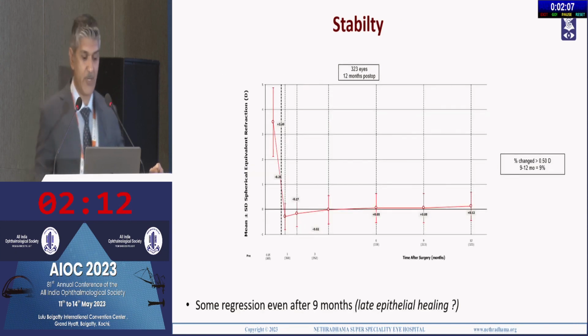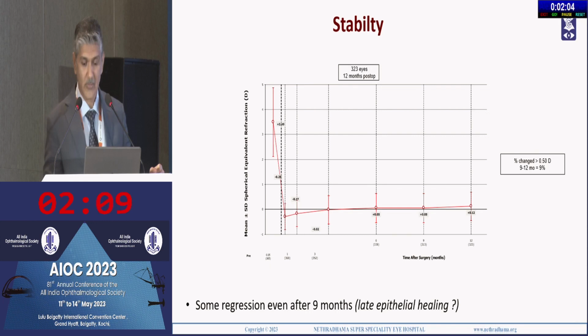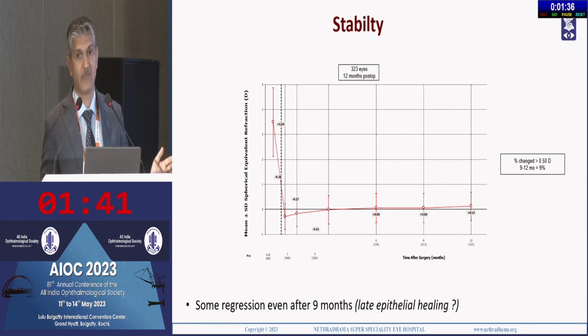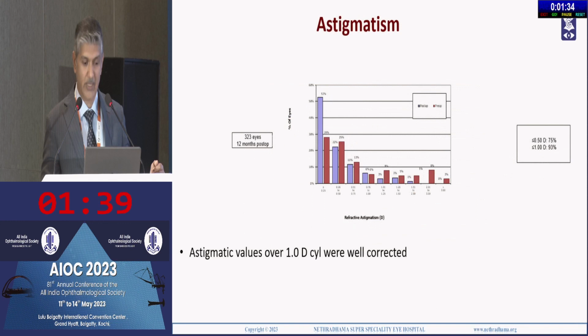If you look at the stability over 12 months, you can see that only 9% had a change of more than half a diopter. So even after 9 months, there is some amount of small regression, probably because of the late epithelial healing. But what we found is that the stability is quite good. It stabilizes by about 2 months, 3 months, and then it is fairly stable with slight late regression. The stability, in fact, when you compare it to LASIK, is better with SMILE.